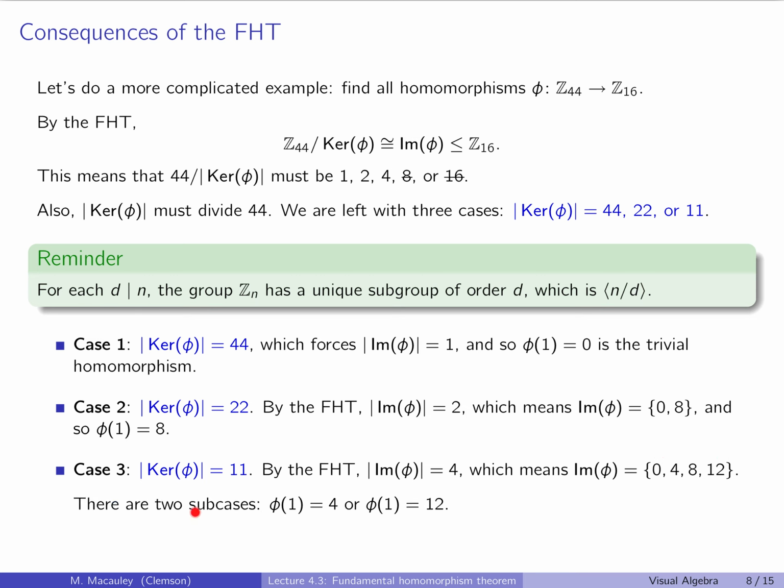So there are actually two homomorphisms from Z44 to Z16 in this case. One of them sends 1 to 4, and the other one sends 1 to 12. And if you want, I'll let you work out what the other elements get sent to, and it just depends on what they're equivalent to mod 4.